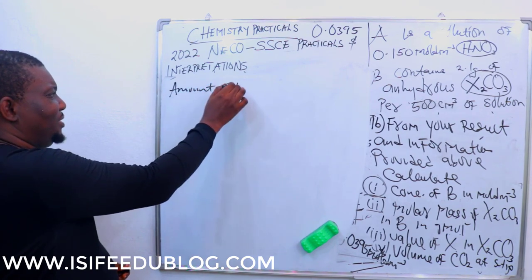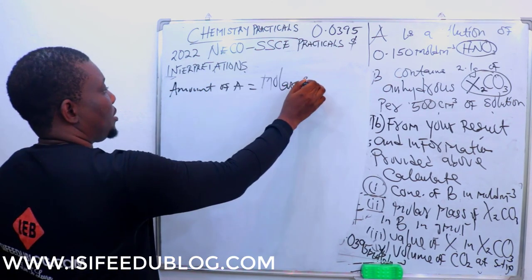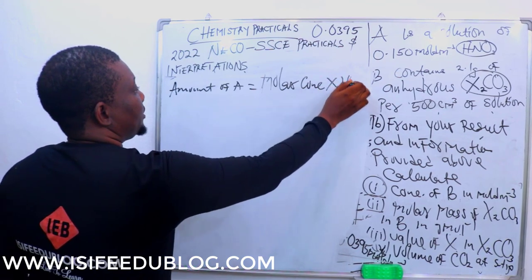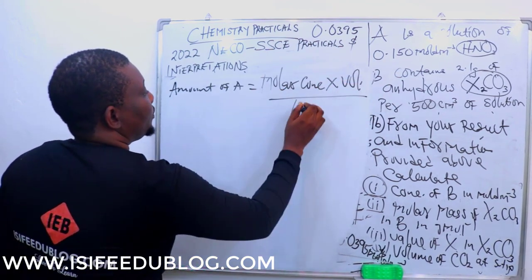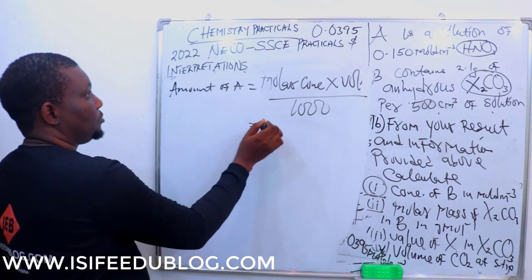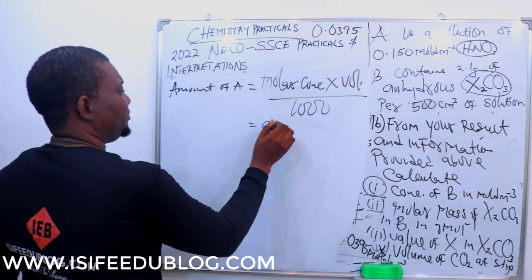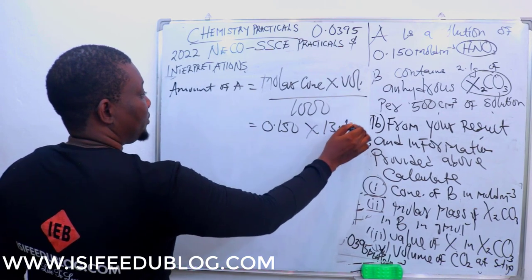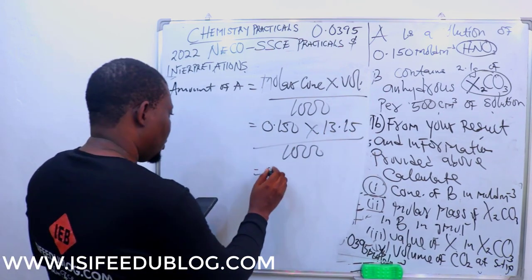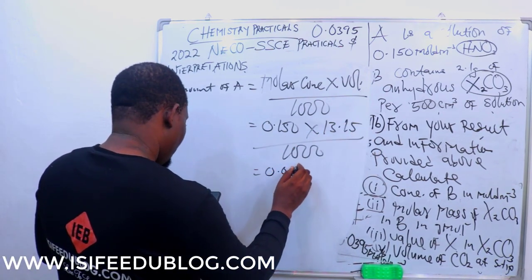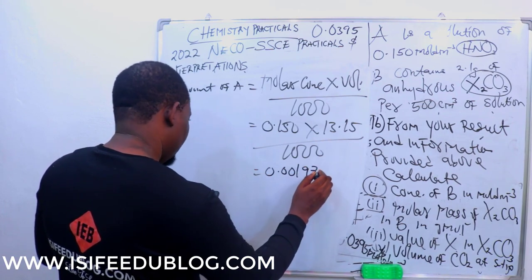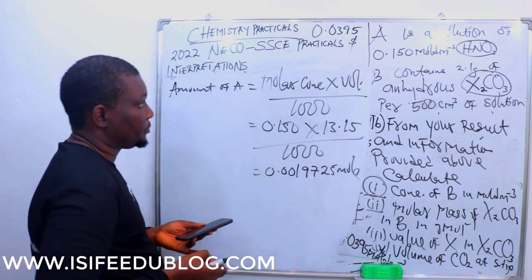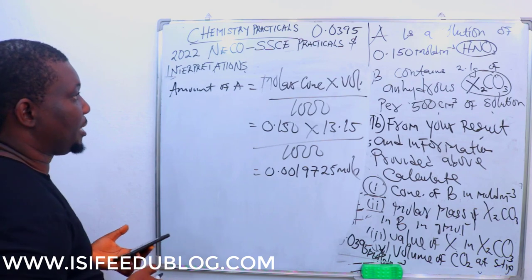To find the amount of A, it is equal to molar concentration times volume over 1000. So the molar concentration of A is 0.150 times 13.17 over 1000, which gives 0.001975 mole. Okay, that's the amount of A. Now we're going to find the amount of B.